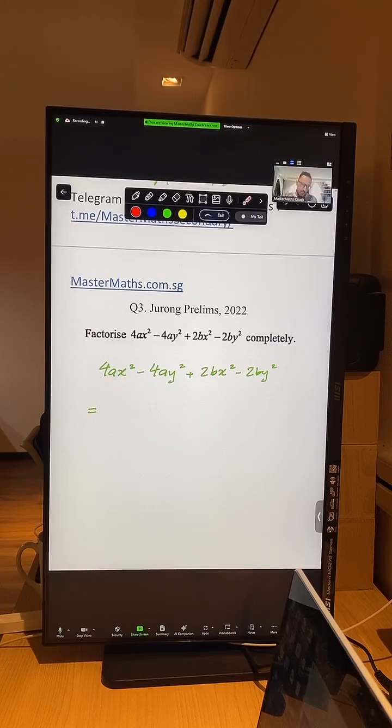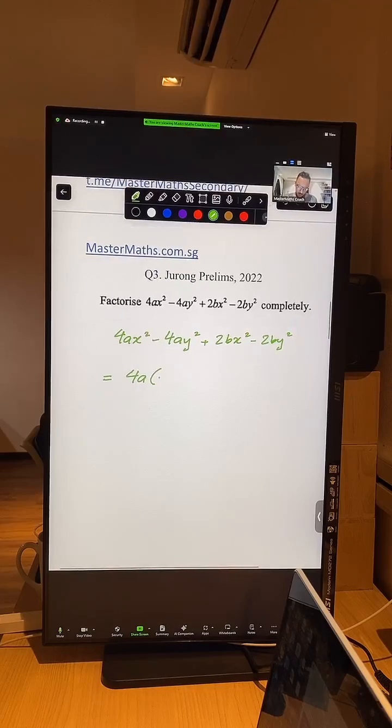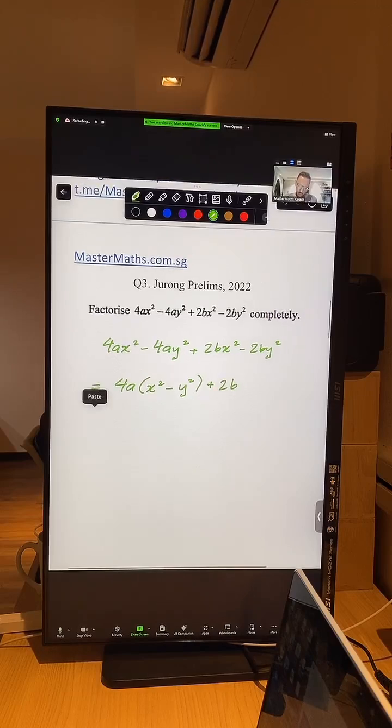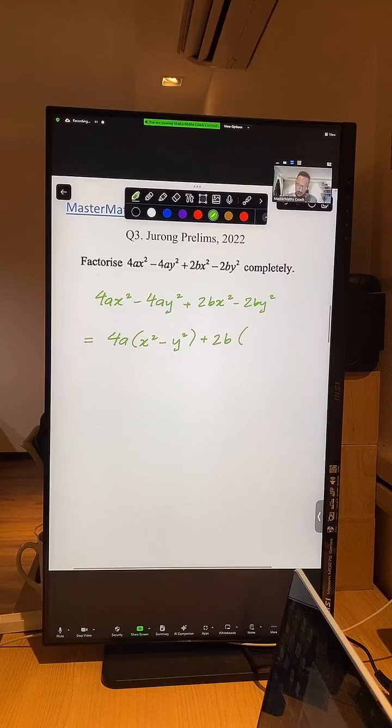So I'm going to pull out the highest common factor. What is the highest common factor here? 4a. So when I pull out the 4a, I'm left with x square minus y square. And then I'm going to look at the next 2 terms. For the next 2 terms, I would want to pull out 2b. So when I pull out 2b, again I have x square minus y square.